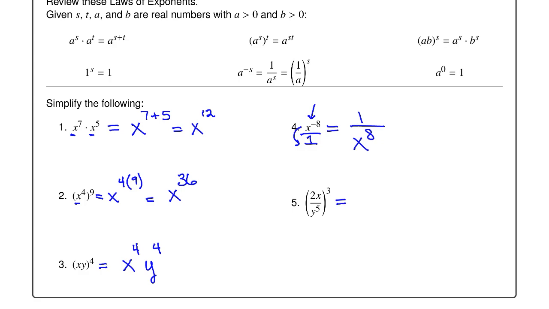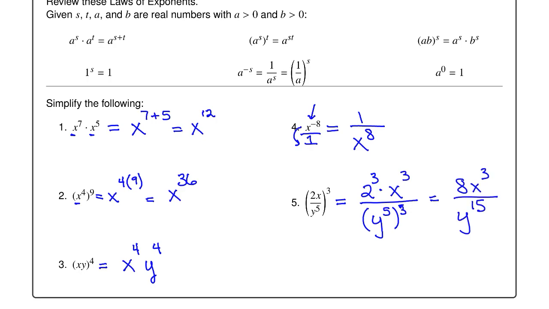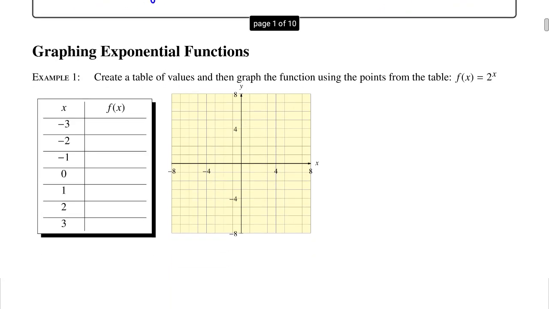Number 5, we need to give the power of 3 to the 2 and to the x on the top, and we need to give it to the y to the 5th on the bottom. So 2 cubed is 8, x cubed over y to the 15th. So I hope that was a great refresher for exponents. And let's move on to graphing exponential functions.